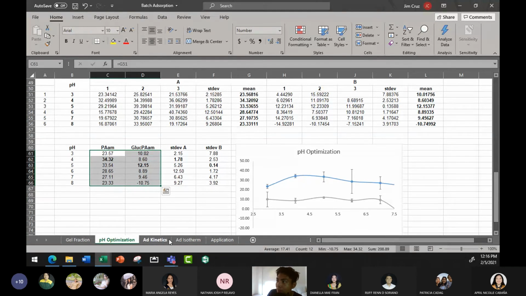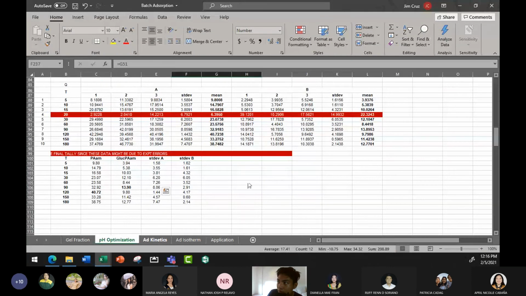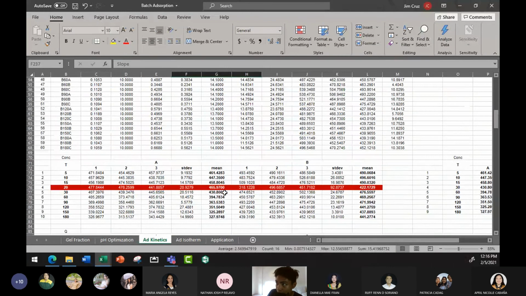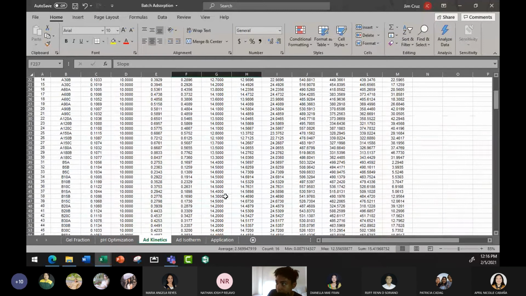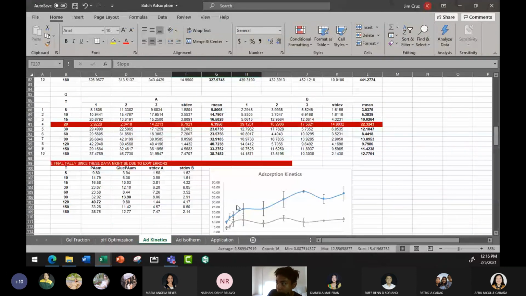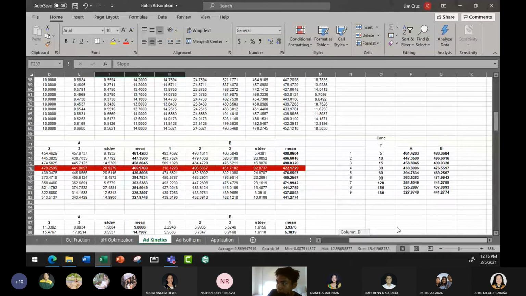So, ganun. Sa absorption kinetics ko, this is the rate of absorption over time. Ganyan karaming data yung aking dinil. Meron pa dun sa kabila.